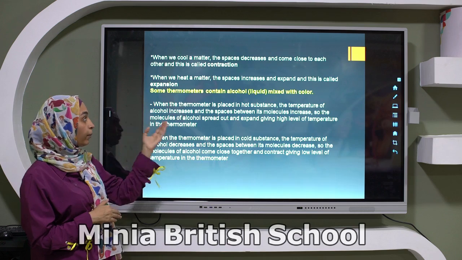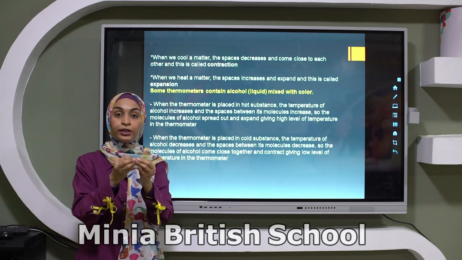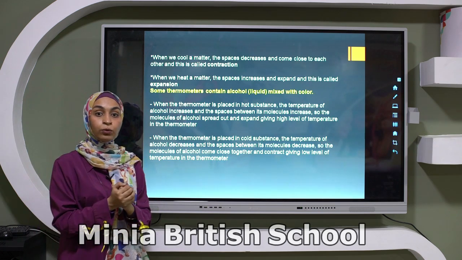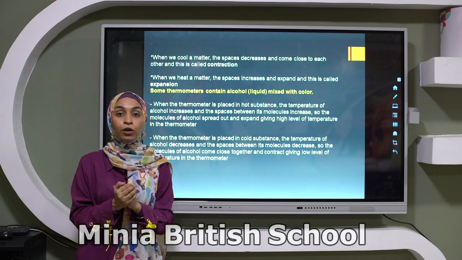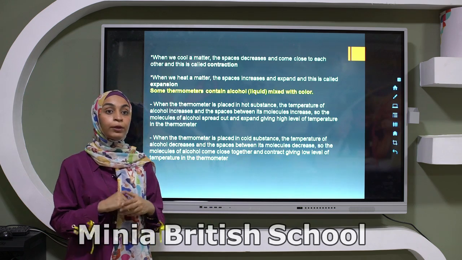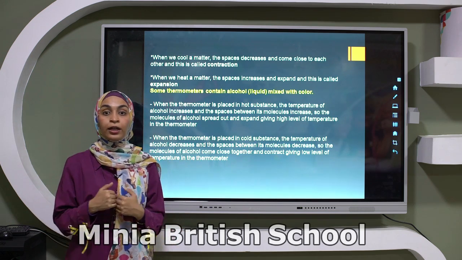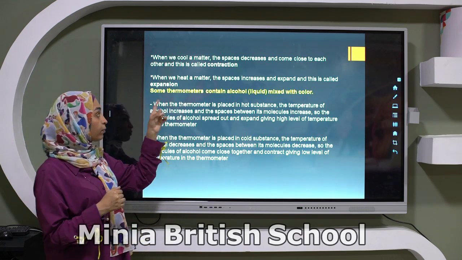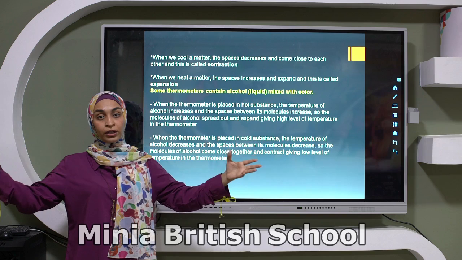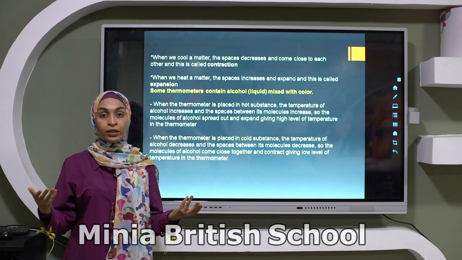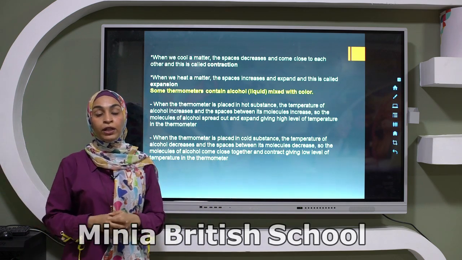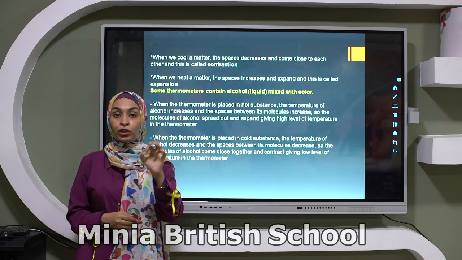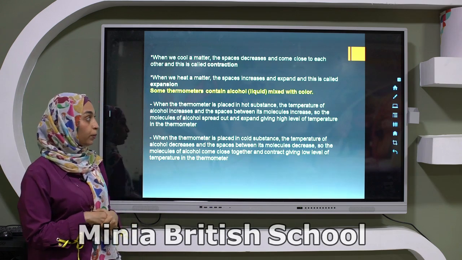First, when you cool a matter, the spaces between its molecules decrease and they move slower and come close to each other, which means that they contract. This is the meaning of the contraction property. But when you heat a substance, it starts to change from a solid to a liquid or even from a liquid to a gas, and at this moment the spaces between its molecules increase, they start to move faster, so they expand. And this is the meaning of expansion. So there is a big difference between the contraction property and the expansion property.